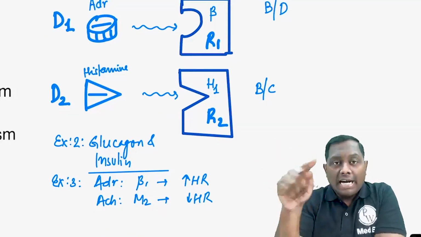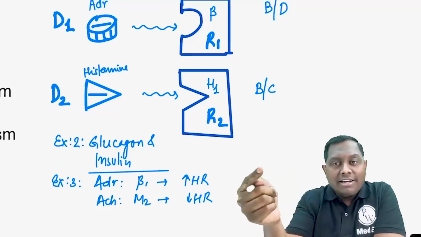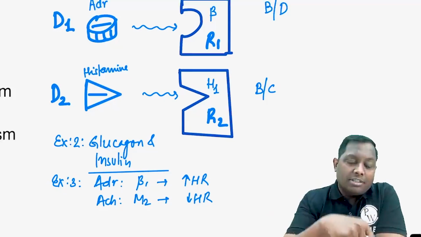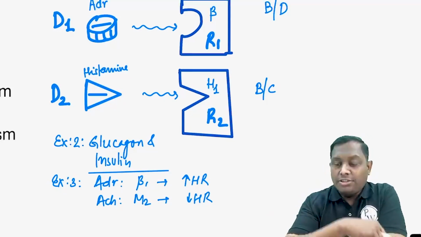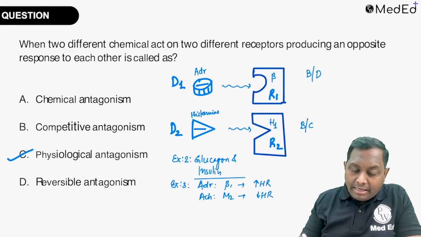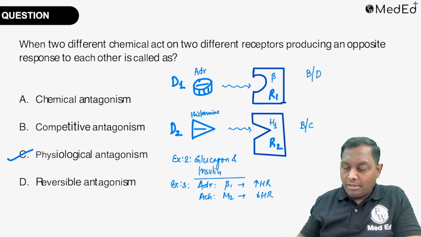Two agents acting at two different sites as agonists and producing opposite activity, we call that a physiological antagonist. However, what are the other antagonists? Like chemical antagonists. So let me write on the next slide here.